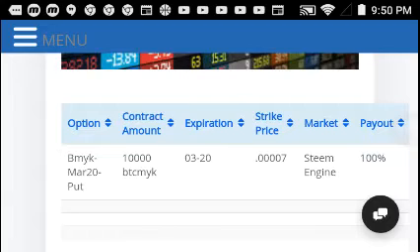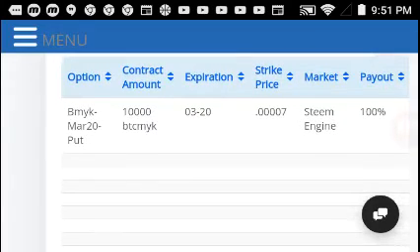We basically have an option for the month of March. We're calling it the Bitcoin MYK March put. It works very simple, very easy. Basically, the strike price here that you see on your screen is the price that will activate the option when it moves under that price.